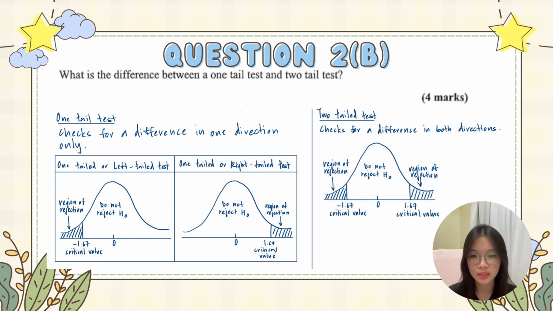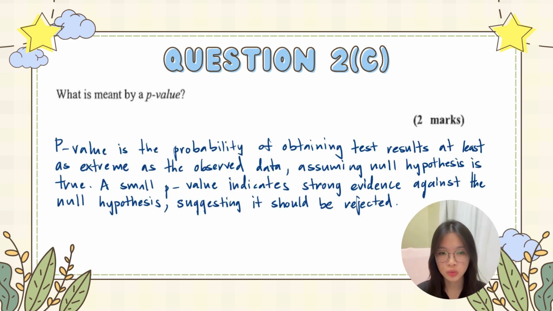Question 2B asks about the difference between a one-tailed test and a two-tailed test. So a one-tailed test checks for the difference in one direction only. A one-tailed test has two types, which are the left-tailed test and the right-tailed test, while a two-tailed test checks for the difference in both directions. Question 2C asks the meaning of the p-value.